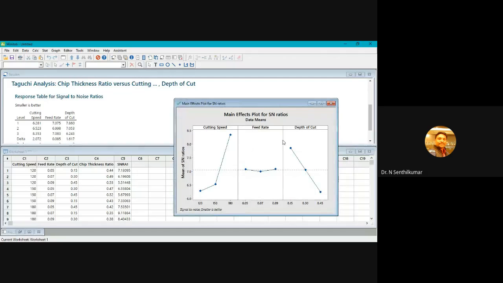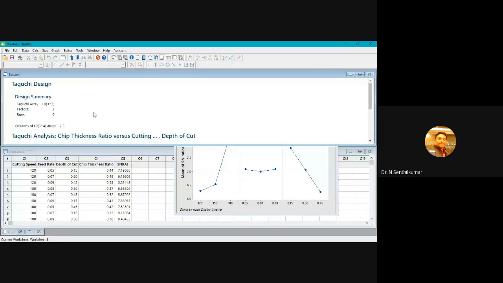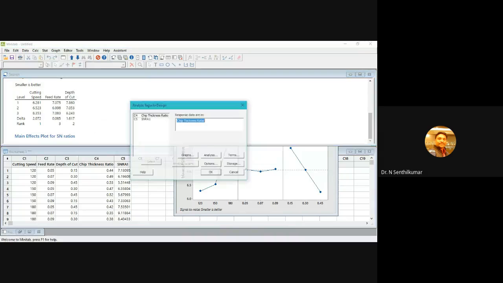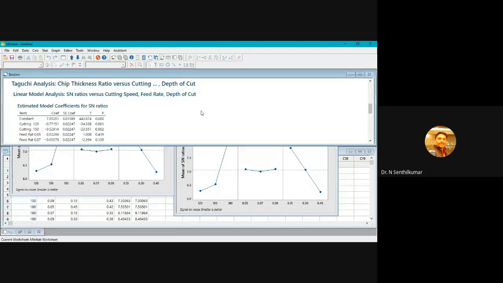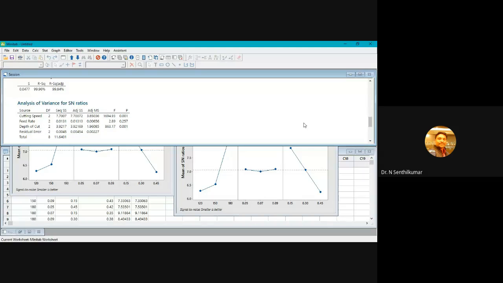So the same graph we have obtained, no? So this is my response table. But I didn't obtain my ANOVA table. Right? How to get that? While doing that DOE analyze, I have told that analysis part, the fit linear model. Fit linear model for SN ratio. If I check this box, then you can have the analysis of variance. You can see that ANOVA table. This is my ANOVA table for SN ratio.